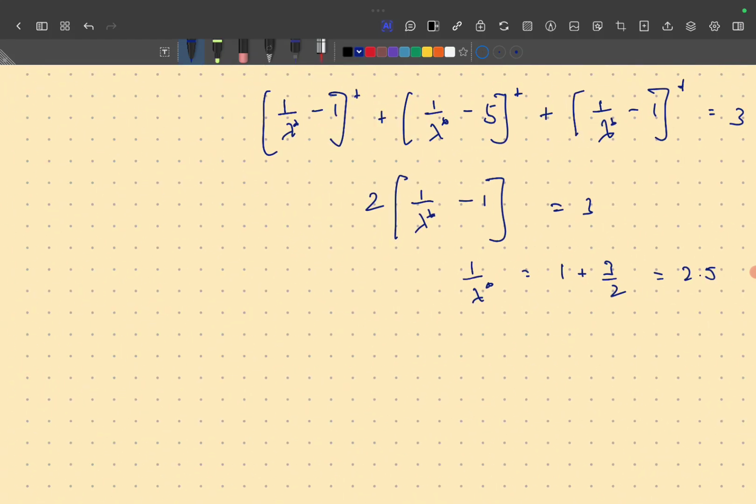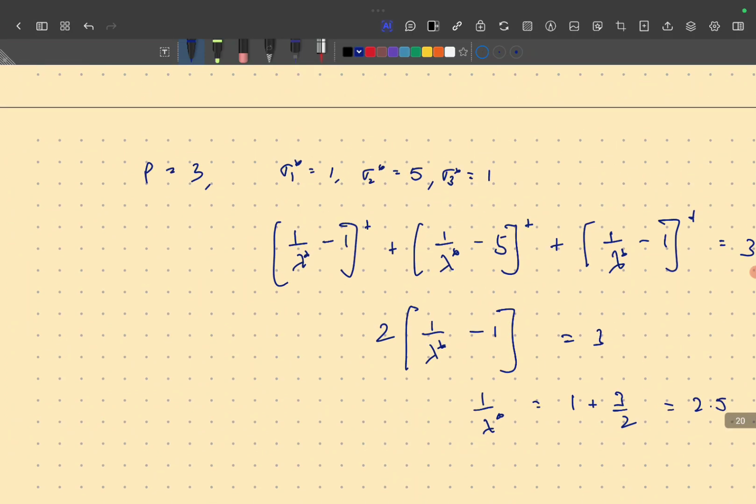Okay. Any other questions? It's lambda i star. Sorry, 1 by lambda star. Correct. Okay, I'm sorry. I should have said that these are sigma 1 square, sigma 2 square, and sigma 3 square.